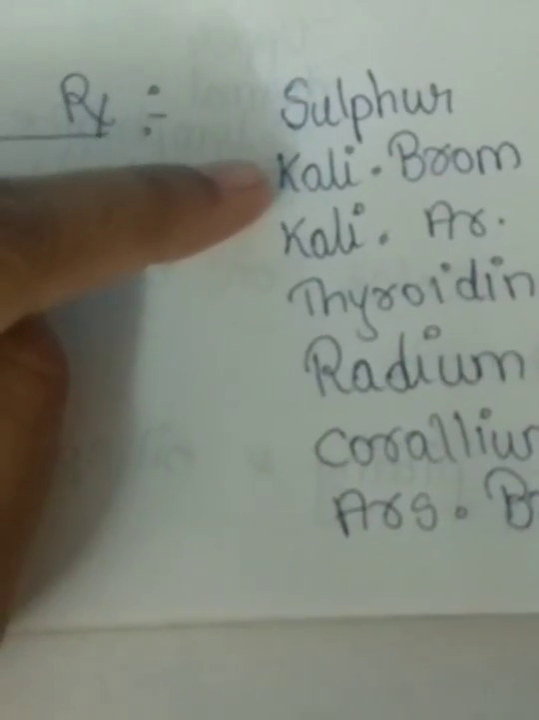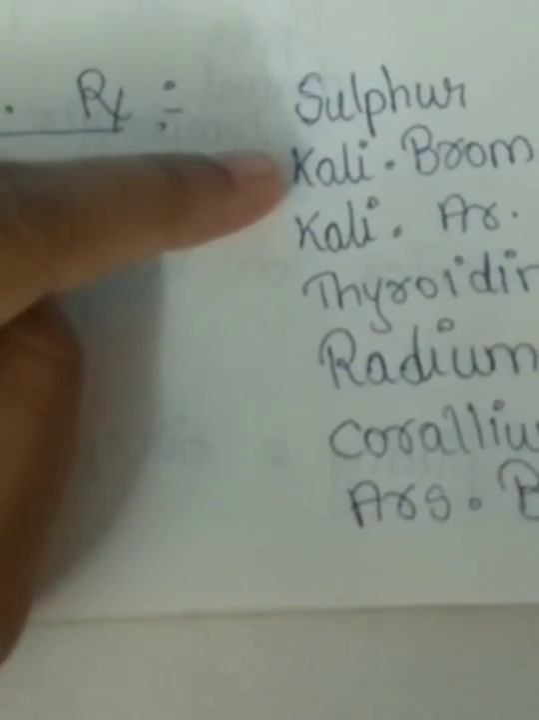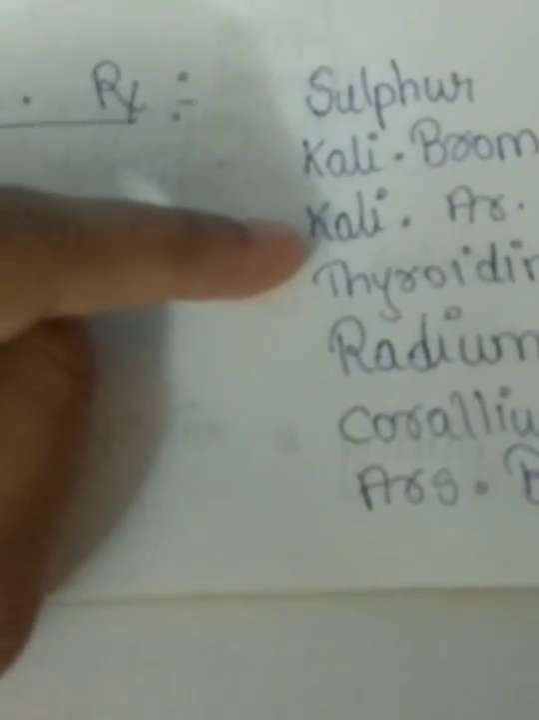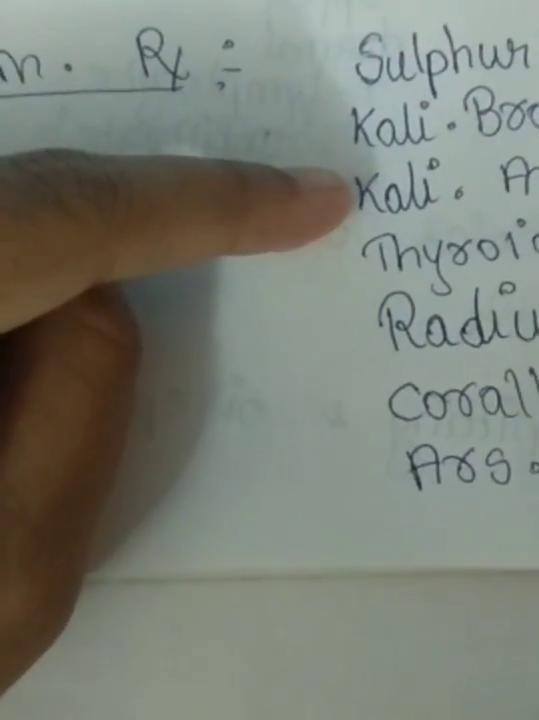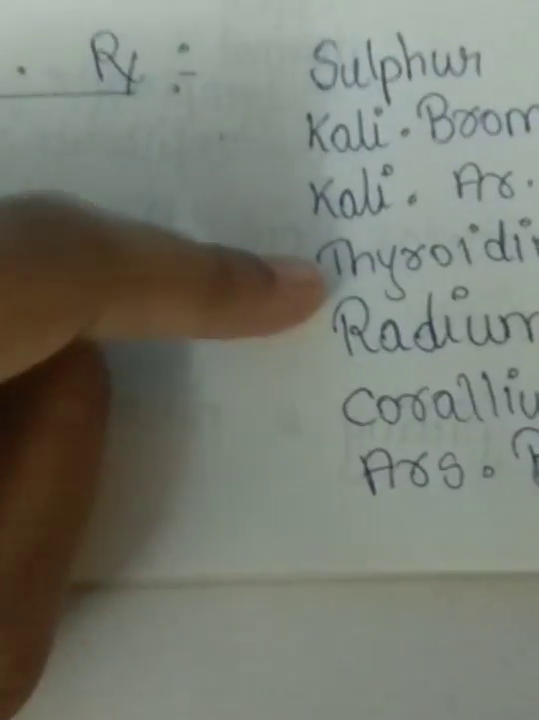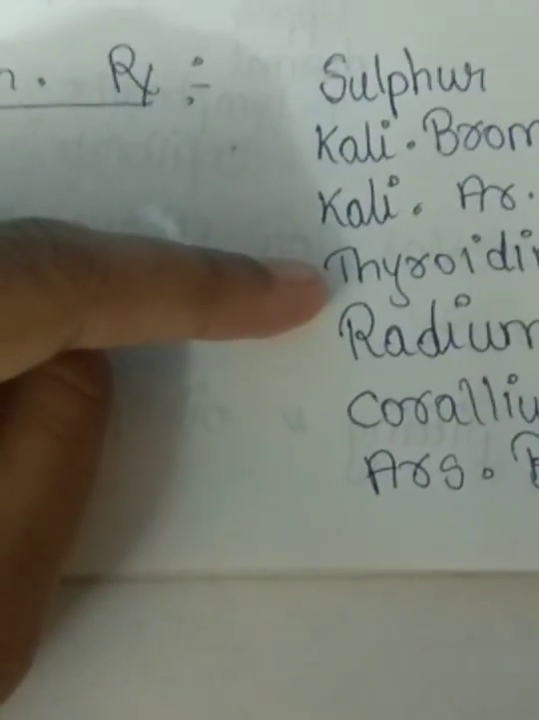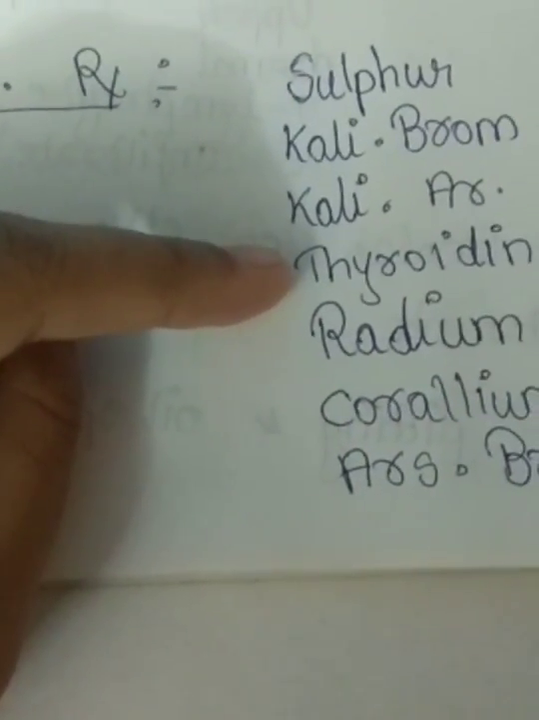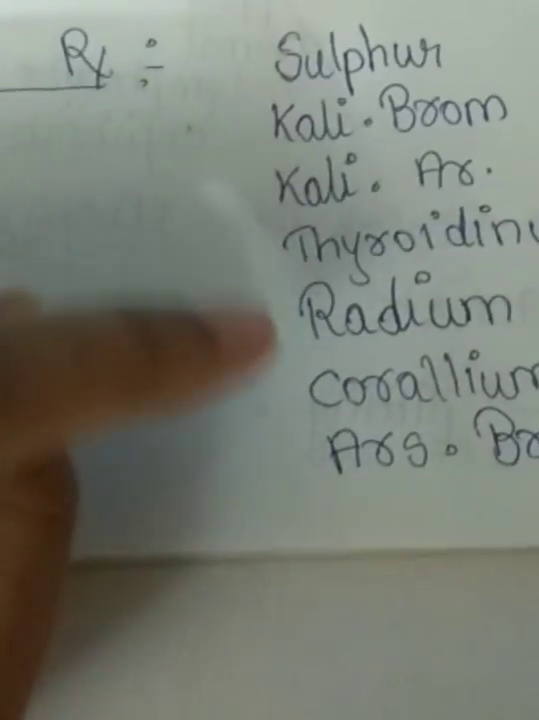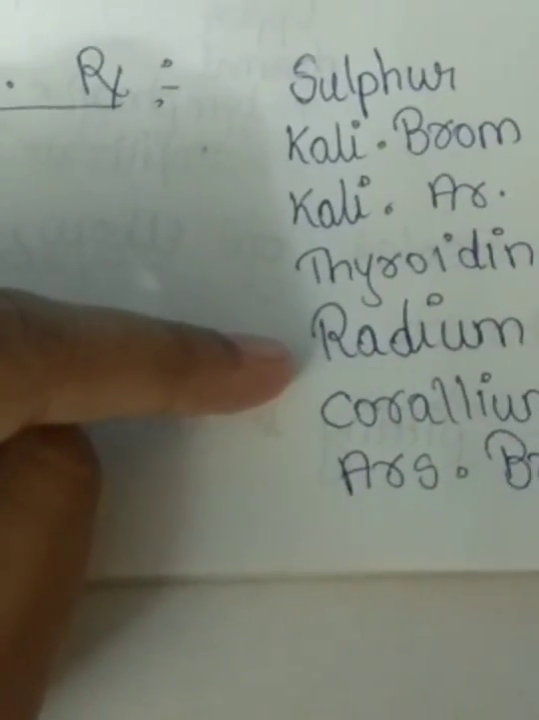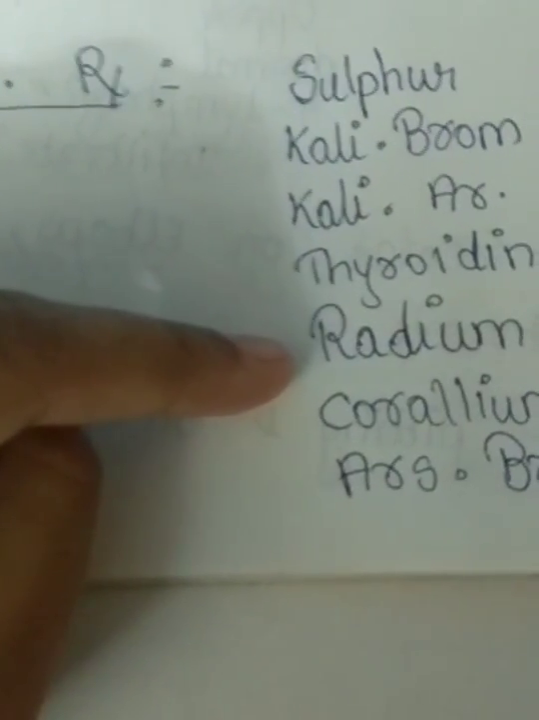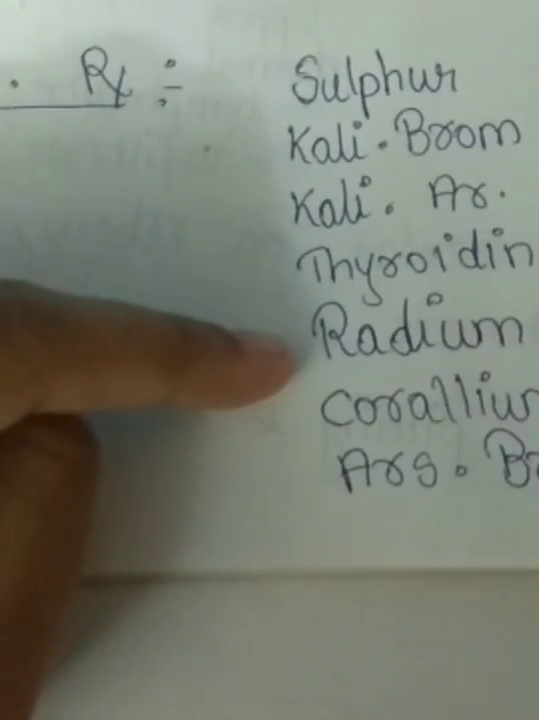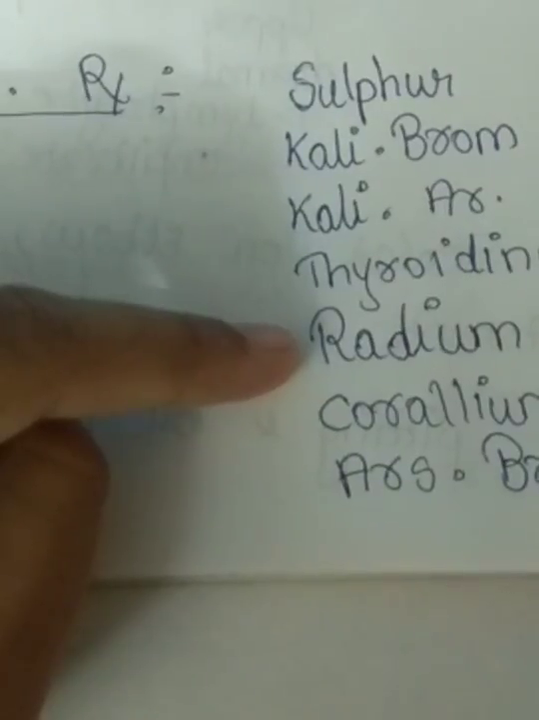Next we have kali bromatum, where pustular eruptions are seen in a chilly patient. Kali arsenicosum is indicated in syphilitic psoriasis conditions. Thyroidinum, where there are cold extremities and feet and eruptions over the palms and soles, in a chilly patient with a history of thyroid. Then radium bromide, when pustular eruptions or chronic plaque conditions are seen over the genital regions. This is mainly indicated for males.